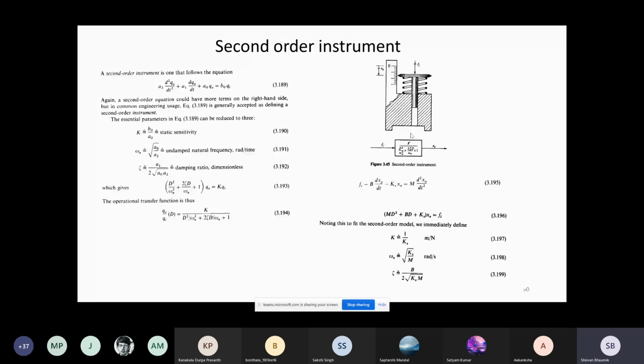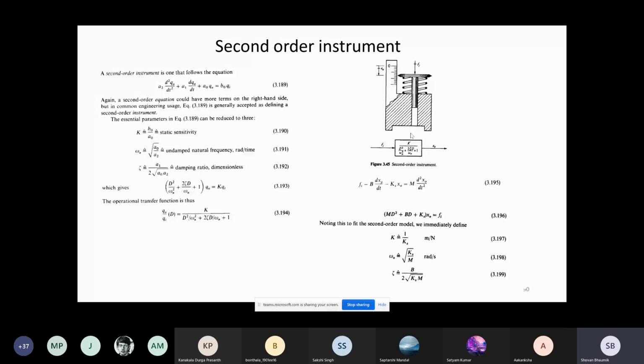It may also have damping. You can see that it is immersed in a damped environment, so there can be a damping term, an s term. When there is damping and a restoring force, very frequently that system will become a second order instrument.